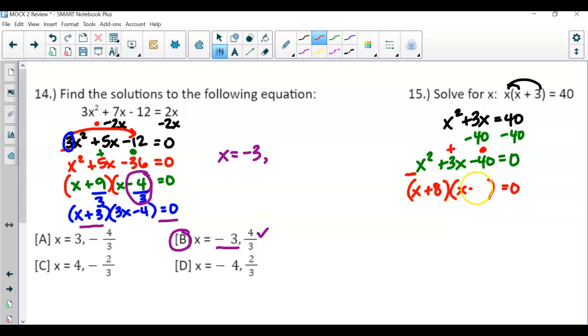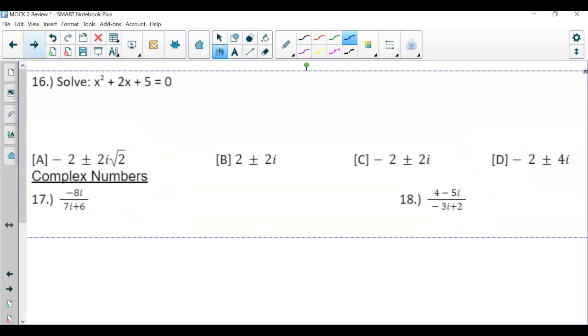Positive 8 and negative 5. But because we're solving, right, equal to 0, x is equal to negative 8 and positive 5. Then question number 16 is our last with the solving.